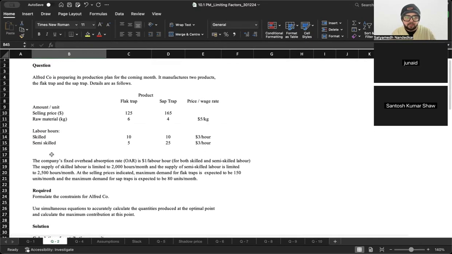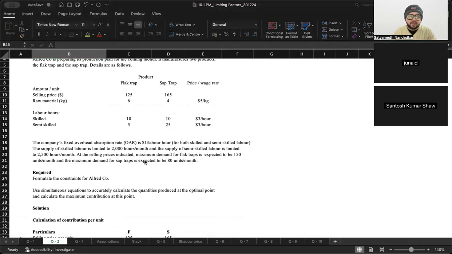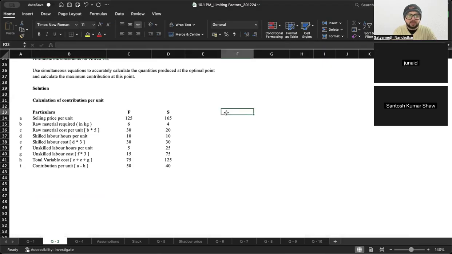Now the point is these two items, which two items? The number of skilled labor hours per month and the number of semi-skilled labor hours per month are limited. Those are defined. So we'll have to make an attempt now to solve this particular part. Step 1 would be to define the variables.